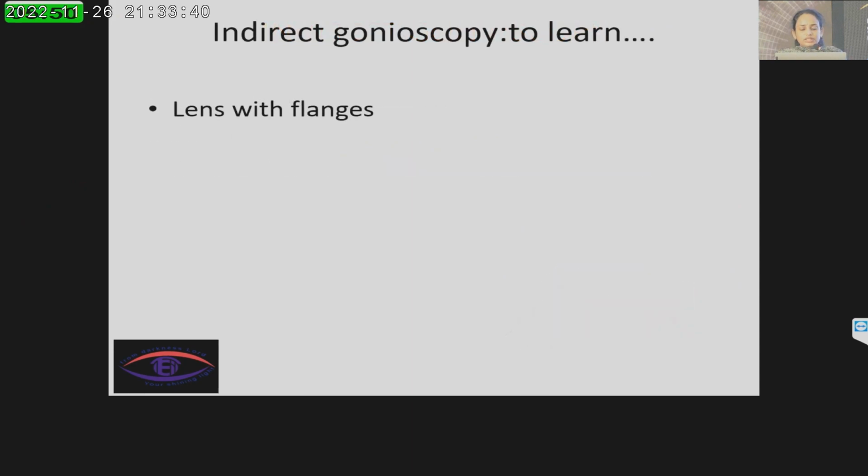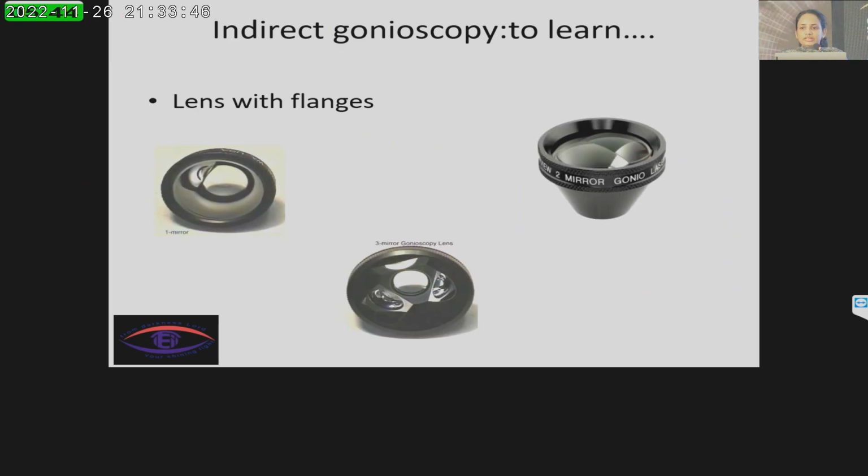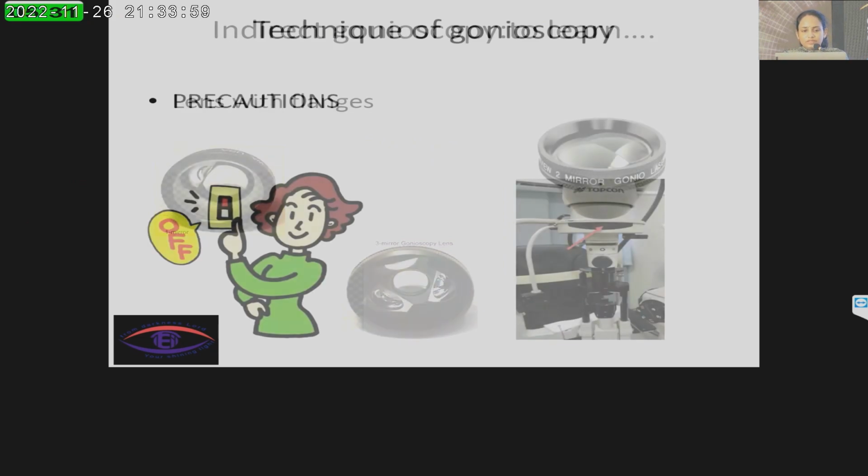For beginners to learn, it is always better to start using lenses with flanges, the examples being the Goldmann single mirror, the Goldmann two mirror and three mirror lenses. These are also called the scleral type of lenses. They have a larger diameter and you need to use a coupling medium. They provide more stability and you will be able to visualize the structures properly.